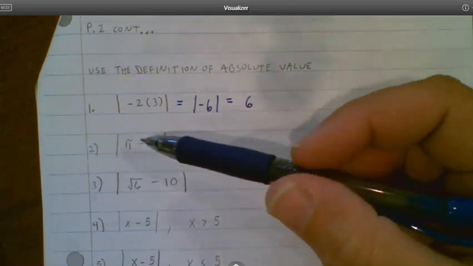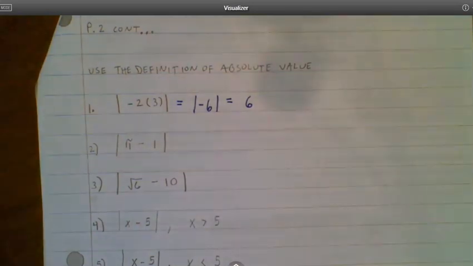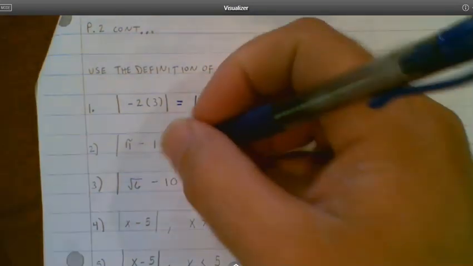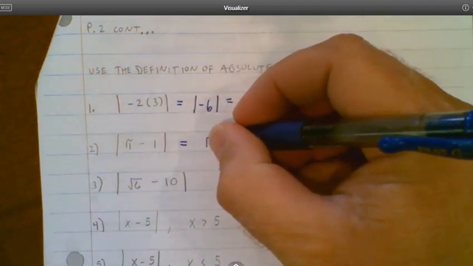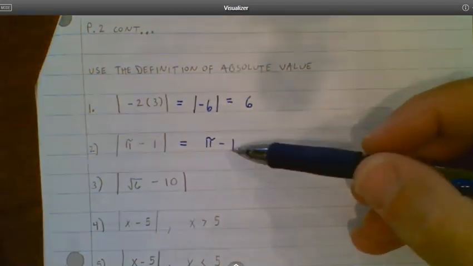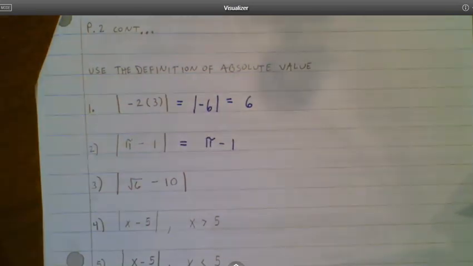So as I look at this, I know that pi is about 3.14. When I subtract 1 from that, right, obviously 1 is smaller than pi, so the result is automatically going to be a positive number. So in a case like this, I do not need absolute value brackets, because this means the same thing as this, since this is already a positive result. I wouldn't need those brackets.